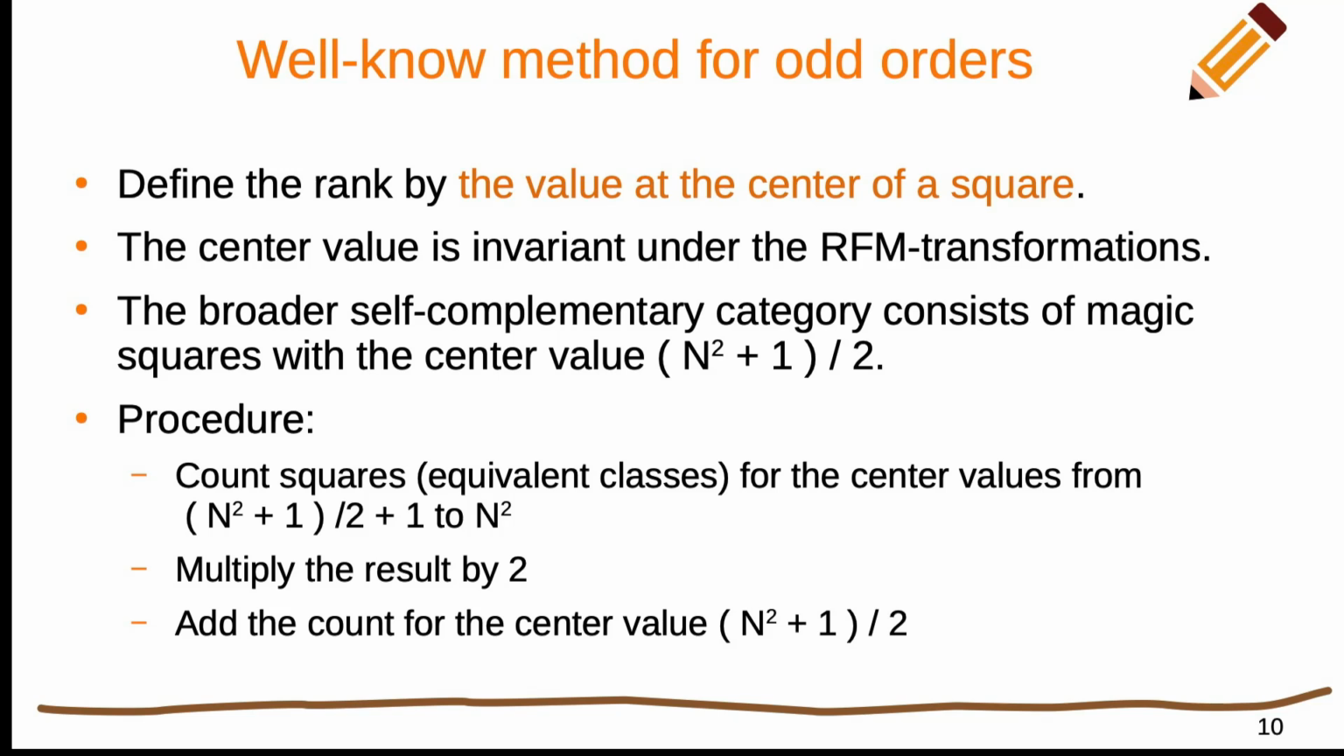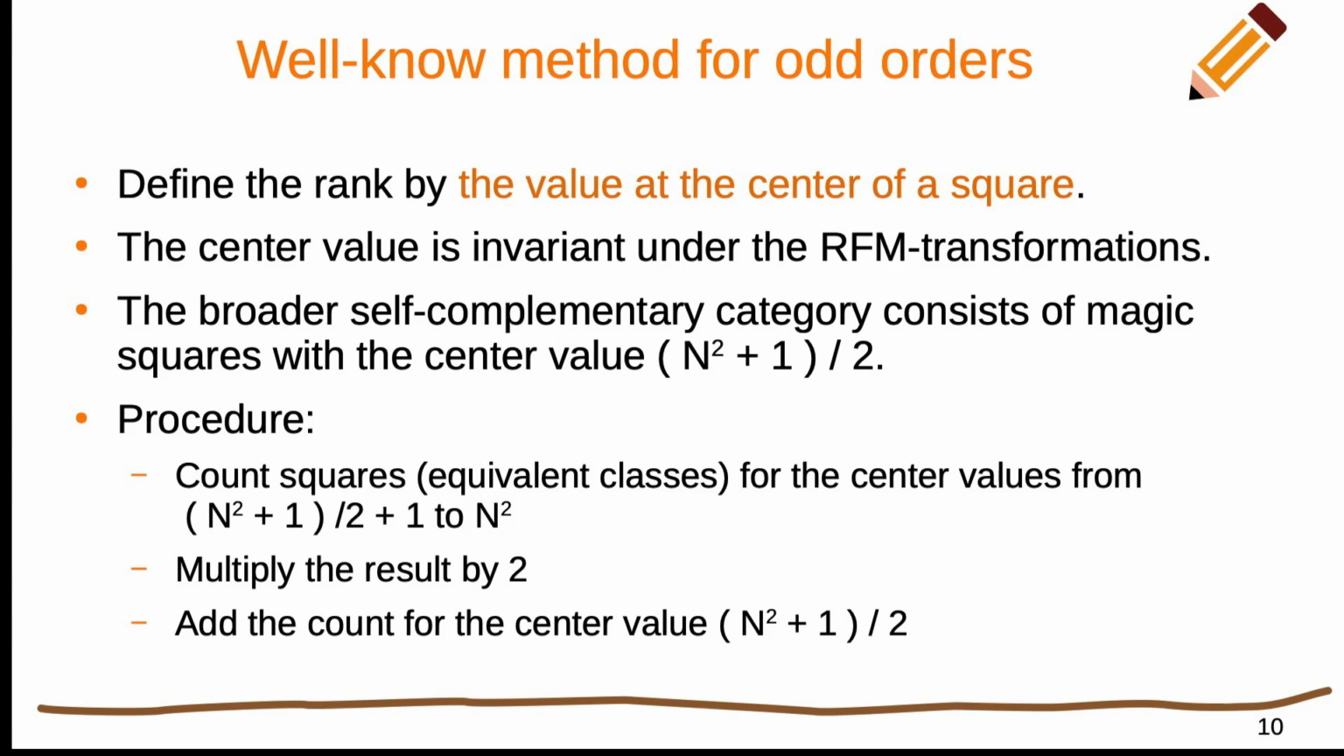broader self-complementary category. Otherwise, there are exactly two possibilities. The rank of the complement is greater than the original rank, or it is smaller. We consistently select only one of the cases and omit the other. If the enumeration is performed by choosing the center element first, this ordering provides the most effective pruning.